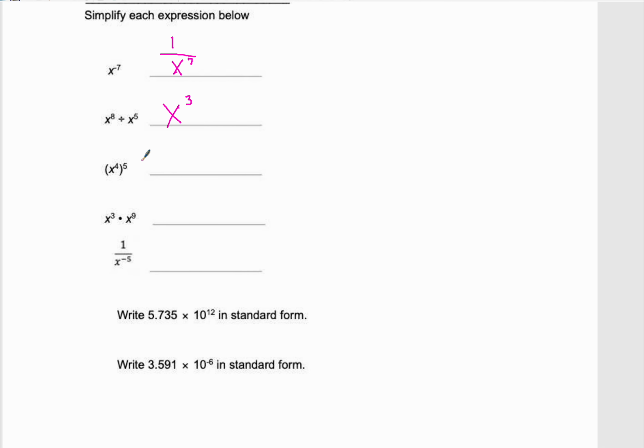This next one is power of powers. What do we do with the exponents here? Multiply the exponents. So this would be x to the 20th. Write that down if you want to. Multiply the exponents, power of powers.